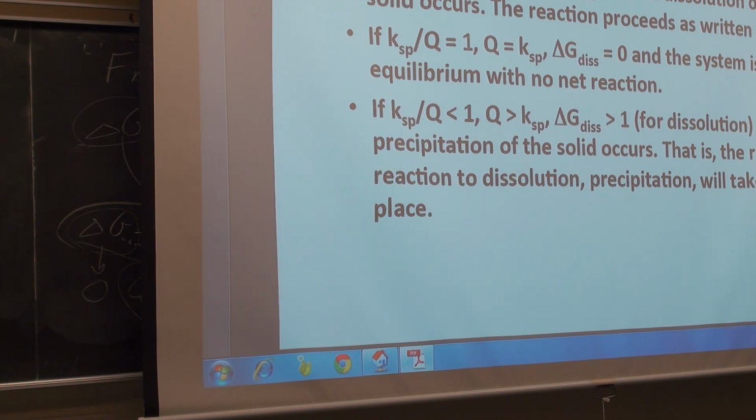If KSP over Q, this quantity, is 1 right here, that means that Q equals KSP. And so the log of 1 is 0, and so delta G dissociation is going to be 0. So that means we're at equilibrium. If this quantity KSP divided by Q is less than 1, it tells you that Q is greater than KSP, and so it tells you that delta G dissociation is greater than 1, and the reverse reaction occurs.